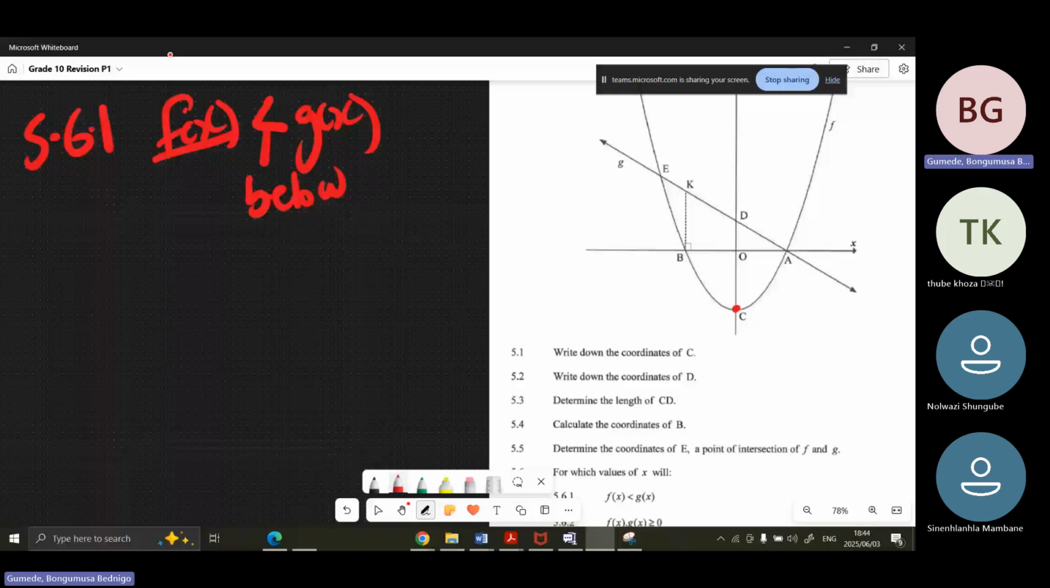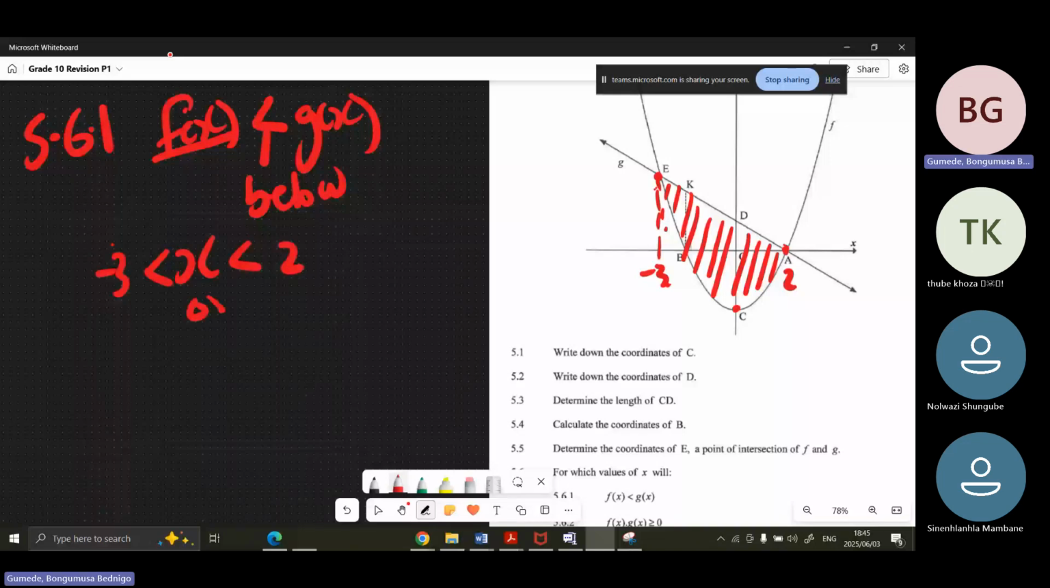Let's check this part. All this part between the 2 points of intersection between A and E. And we know that E has an x value of minus 3. That one is 2. So between minus 3 and 2, the graph of f is below the graph of g. So how do you write that? You can say x from minus 3 to 2, or between minus 3 and 2. Or you can use x as an element, use round brackets because we don't have equal to. We don't include the 2 points.